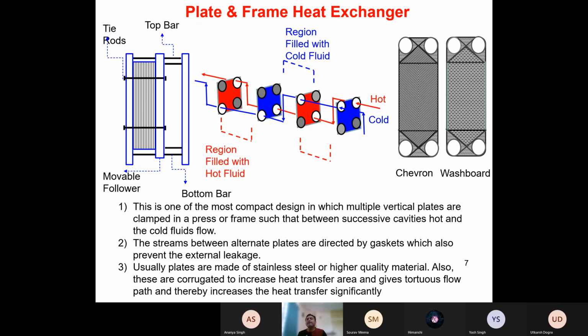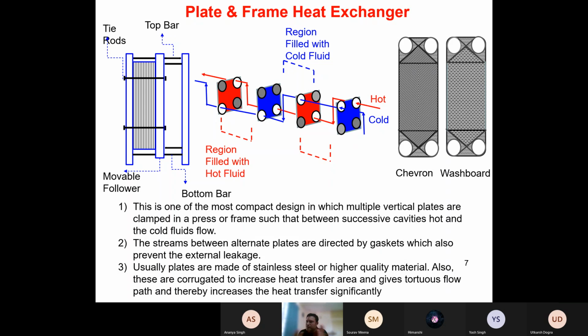Apart from shell and tube heat exchanger, the commonly used compact design heat exchanger is a plate and frame type of heat exchanger. Another interesting piece of information about the plate and frame heat exchanger is that very high heat transfer coefficient can be obtained in it. The only drawback of this particular heat exchanger is that a large pressure drop is present, and also cleaning of plate and frame heat exchanger is slightly difficult.